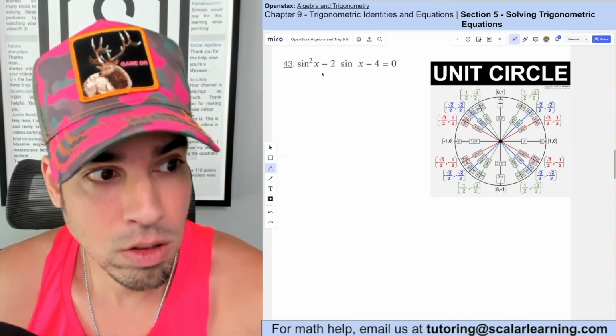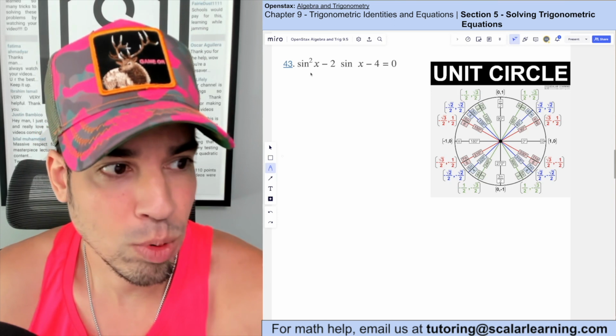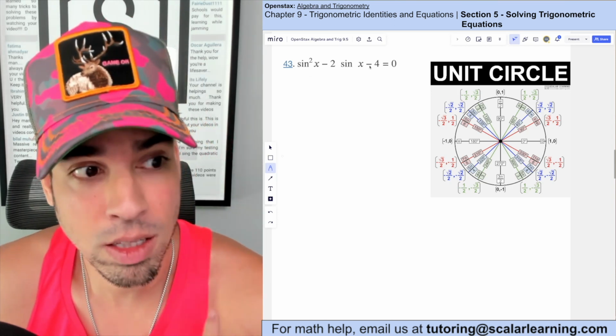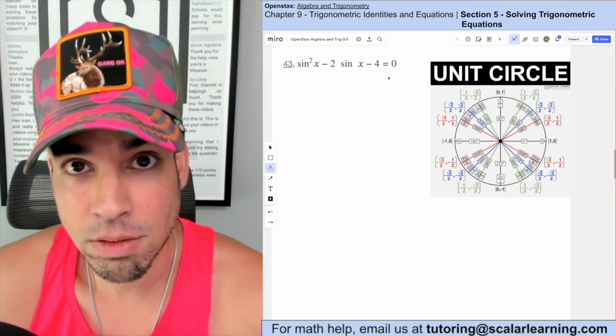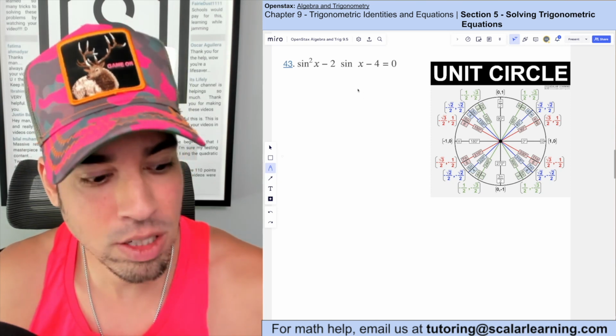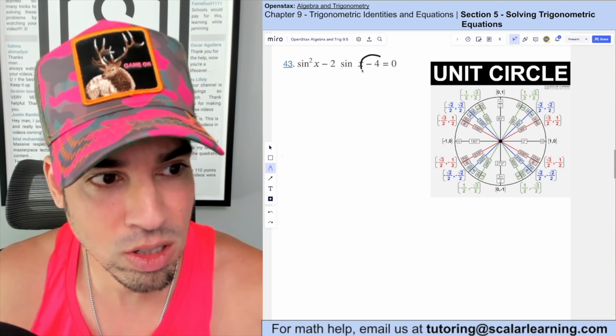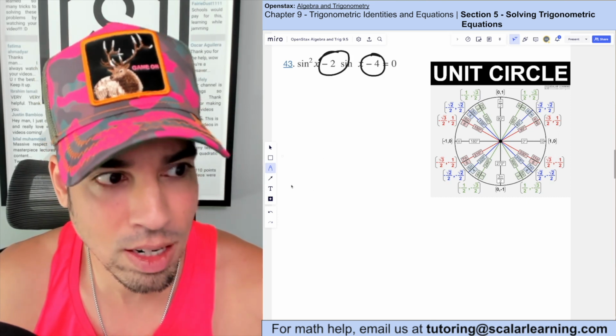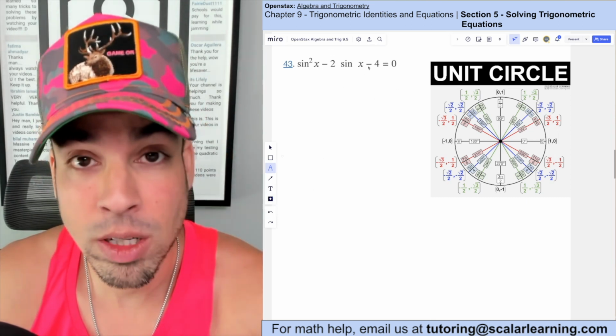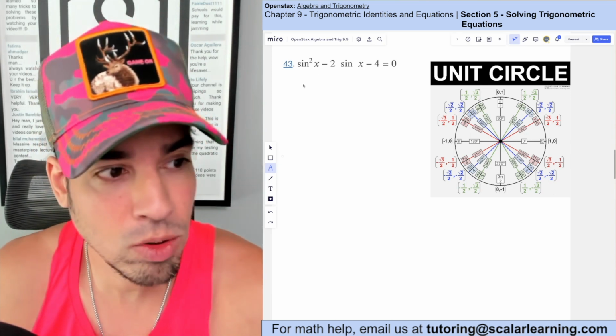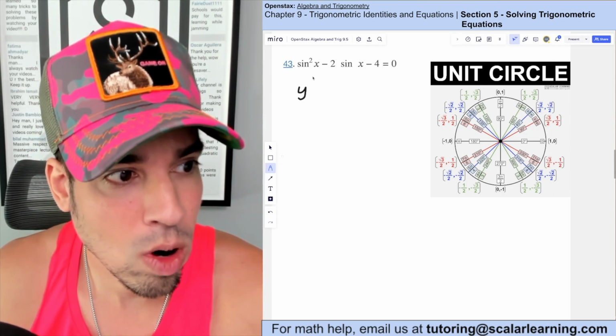So for this one, we're going to start out by factoring if this is possible, right? Because we've got an x squared basically, then a -2x, and then a -4. But the thing is, this equation is actually not factorable. We know that because there are no two nice numbers that multiply to -4 and then add to -2. As such, we're going to have to use the quadratic formula. But before we do that, I'm going to just replace sine of x with y.